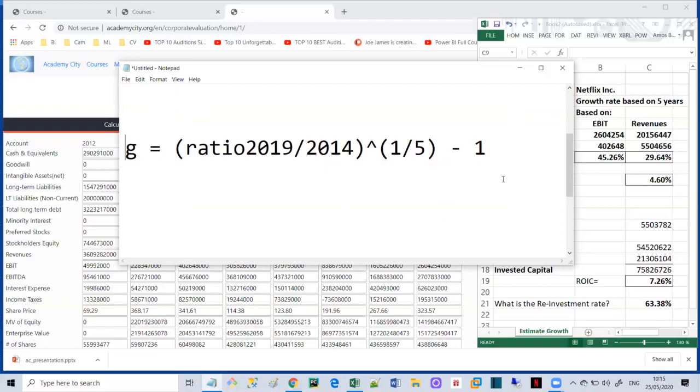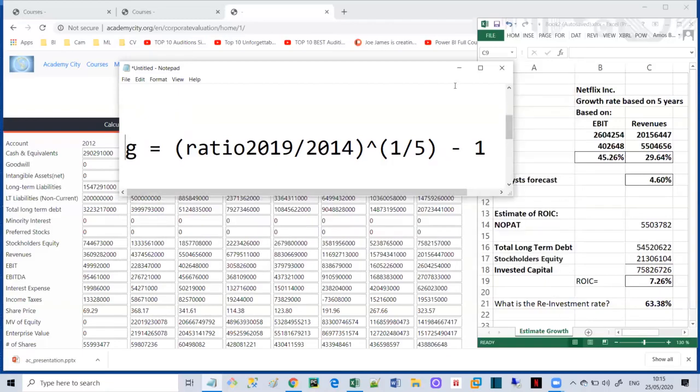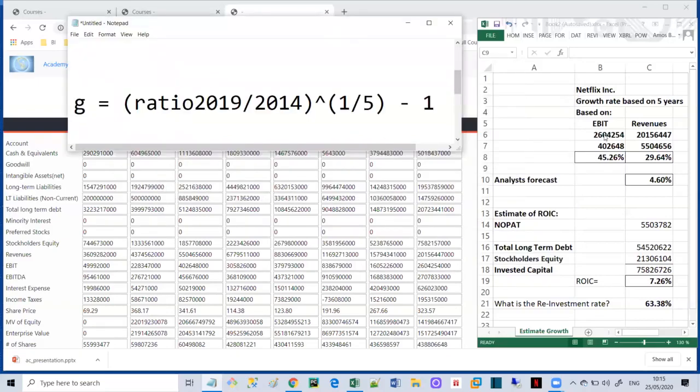Good, good. If I ask you to do the same thing for the EBIT, it will be very easy. You just look for the row of the EBIT. In 2019, it was 2.6 billion, and in 14, let me just see the years here.